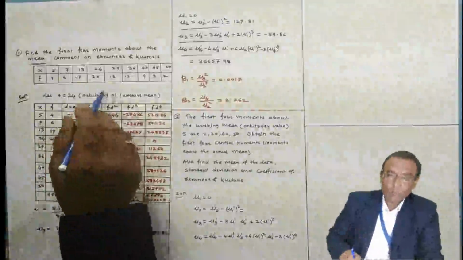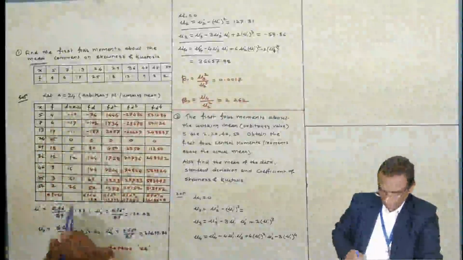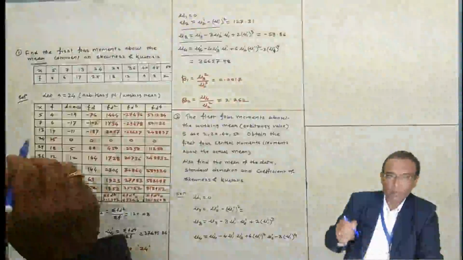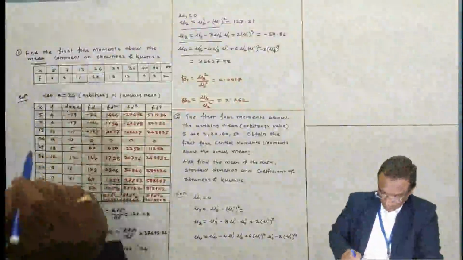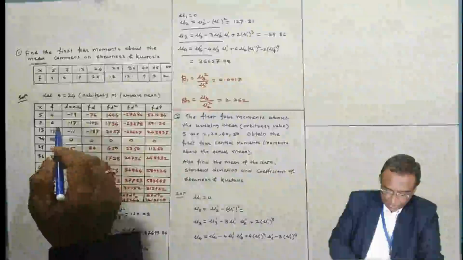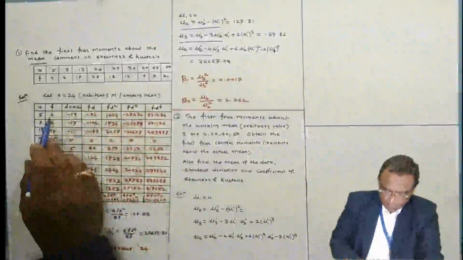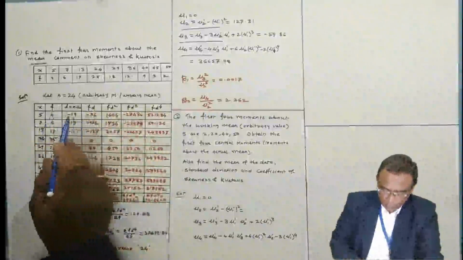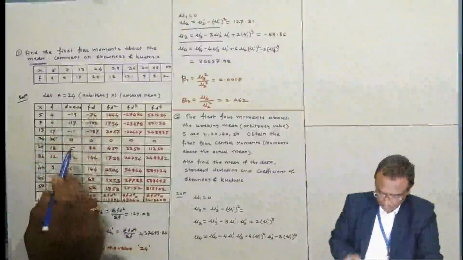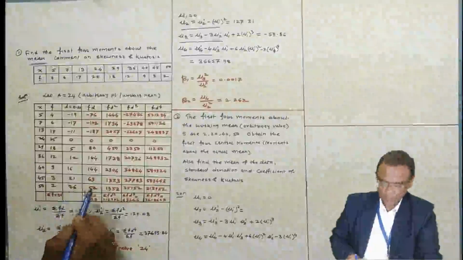Now one column is required, f into d, because these are the formulae we have to apply. And we have to find the moments about the working mean, or moment about the arbitrary point 24. So that's why all these columns are required. f into d means this column multiplied by this column, respective entries. Product of these two is minus 76. Product of 18 into 5 is 90. Product of 2 into 26 is 52, like this.